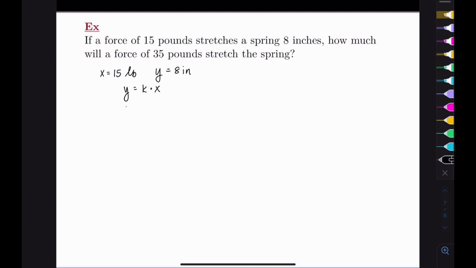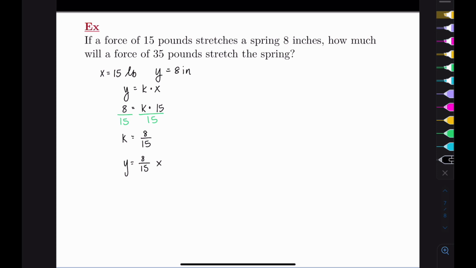So plugging in our pieces, y is 8. We don't know the constant. x is 15. Divide both sides by 15. And this tells us our constant of variation is 8 over 15. So the equation that represents this particular spring is y equals 8 over 15 x.